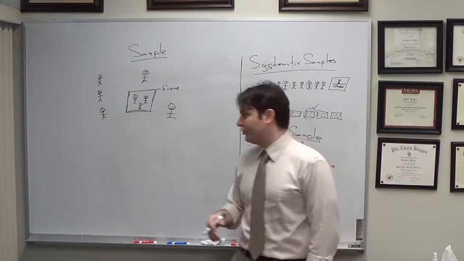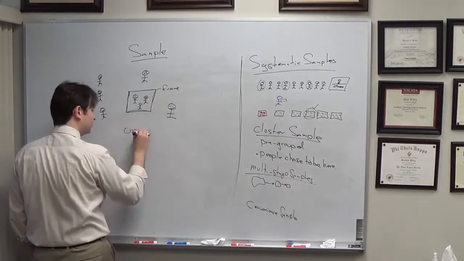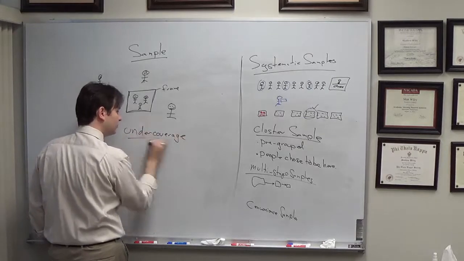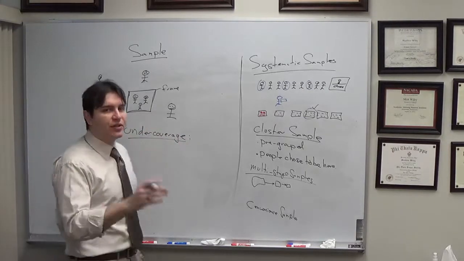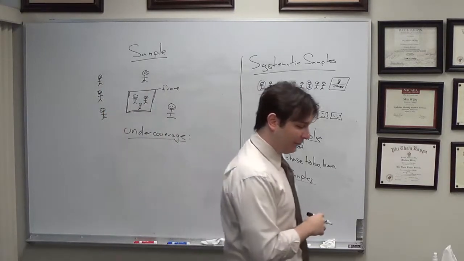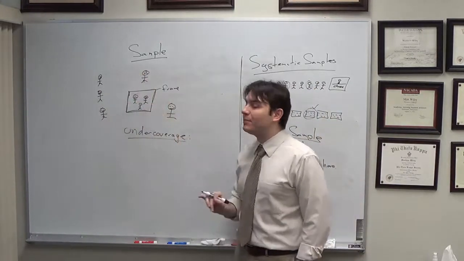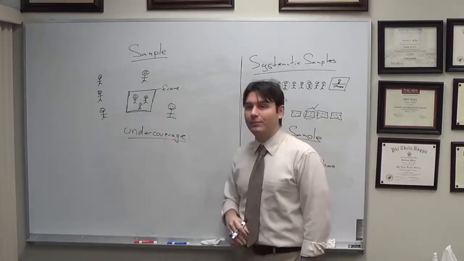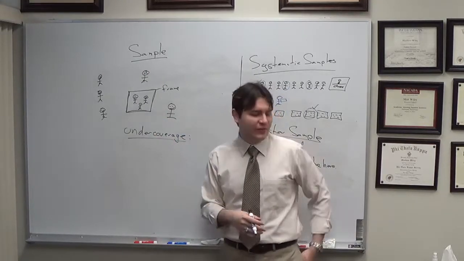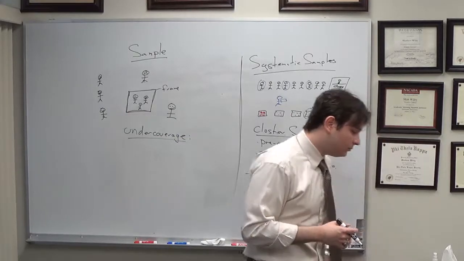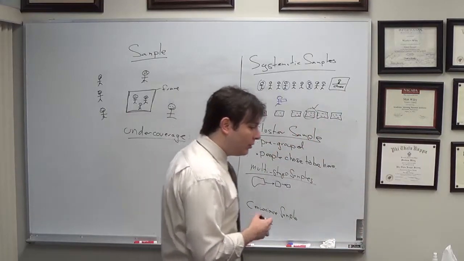So, undercoverage is what happens when we don't look at enough, when we eliminate some population people from our sample. And that's the whole idea of a sample in a sense. You just have to be smart about it.